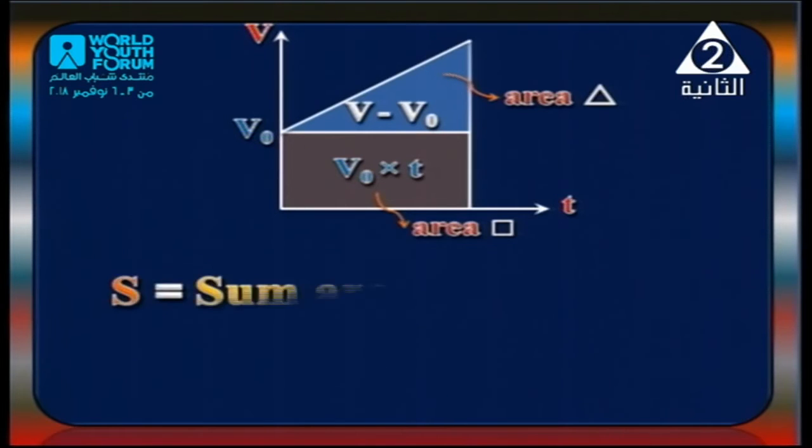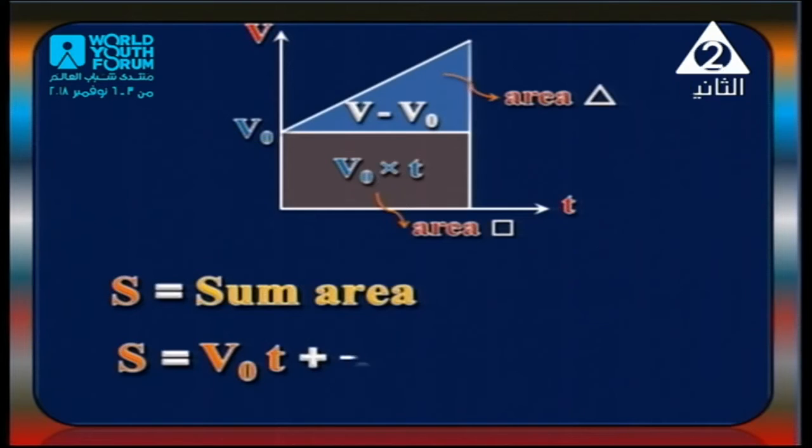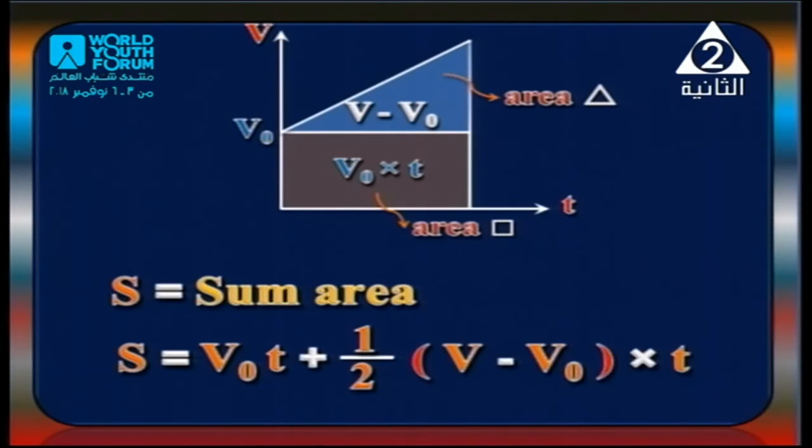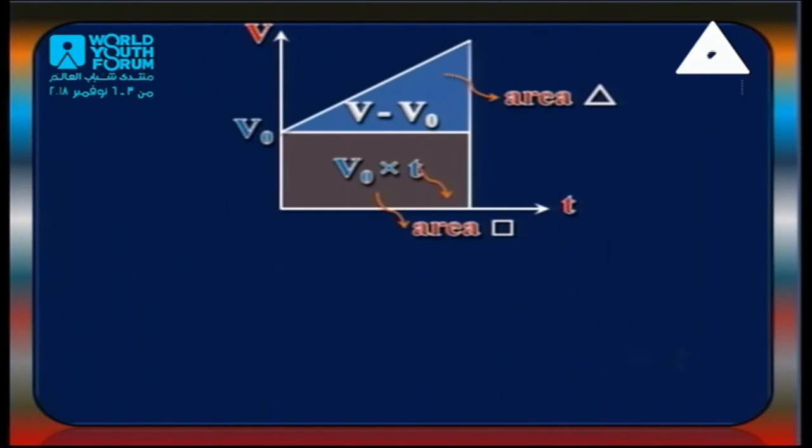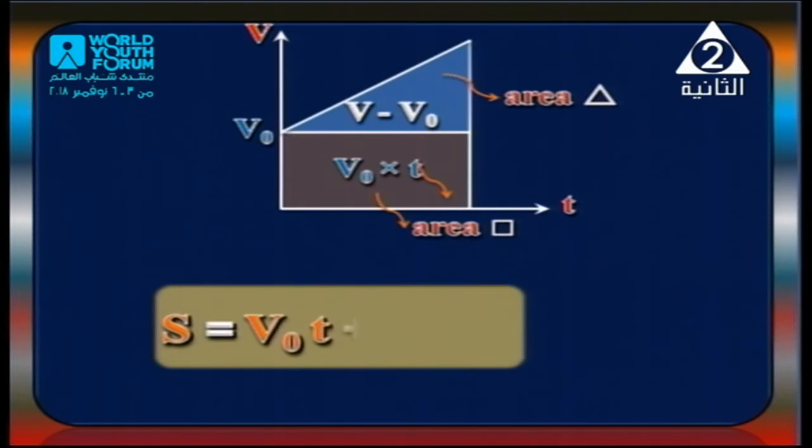My dear student, the sum of area, look at the opposite figure, equals V naught T plus half multiplied by the bracket containing V minus V naught times T. S equals V naught T plus half times the bracket V minus V naught times T. Then we deduce that the displacement S equals V naught T plus half AT square, the second rule.